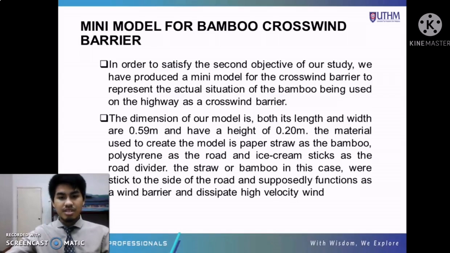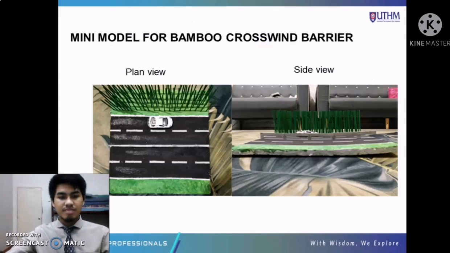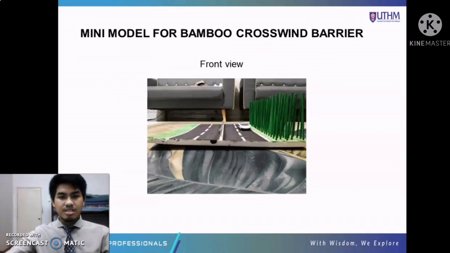The materials used are paper straw as the bamboo, polystyrene as the road, and ice cream sticks as the road divider. The straw, or bamboo in this case, will be stuck on the side of the road and supposedly function as a wind barrier, dissipating high velocity wind. This is the mini model of the bamboo crosswind barrier. This is a plan view, the side view, and this is the front view.